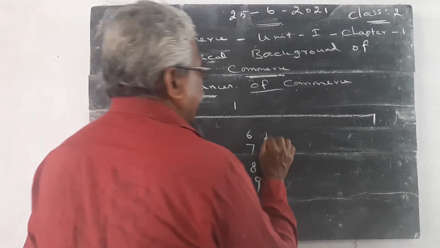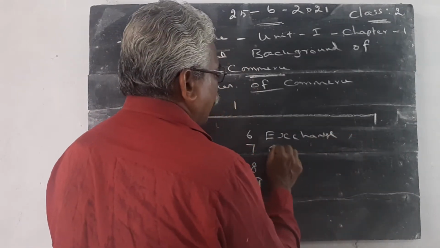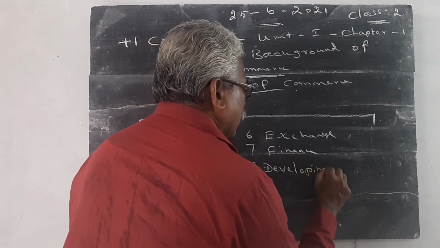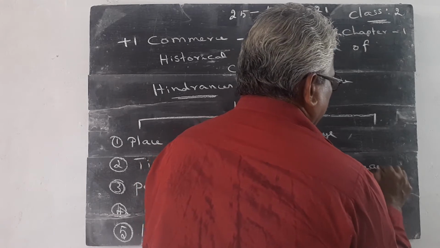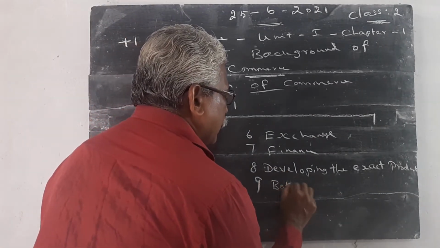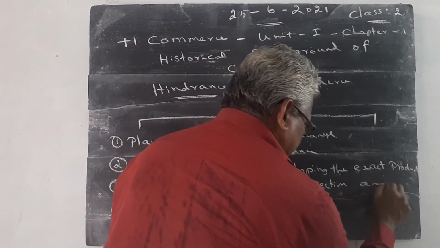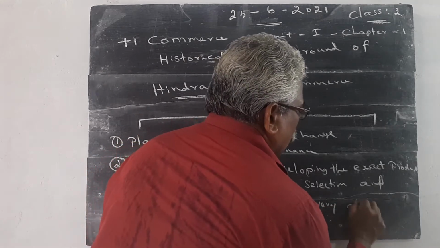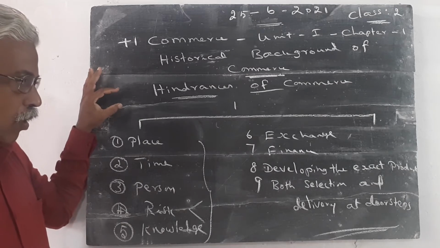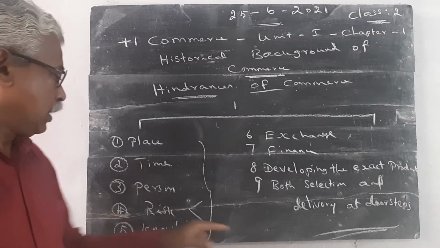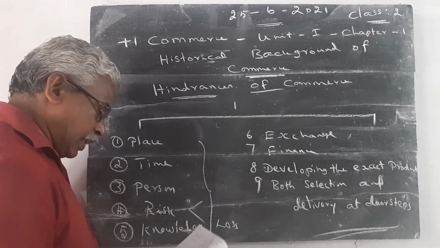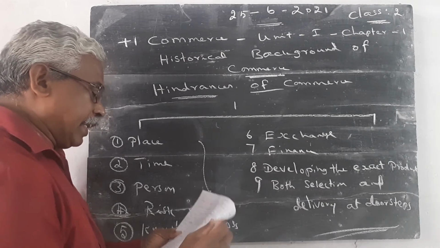Then point number 6, hindrance of exchange. Then hindrance of finance. Then the next point, hindrance of developing the exact product. Then the last point, hindrance of both selection and delivery at those steps. These are the other 4 points. The hindrances of commerce are classified into 10 headings. The hindrance of risk has 2 different categories: hindrance of risk of loss, and hindrance in deterioration in quality.